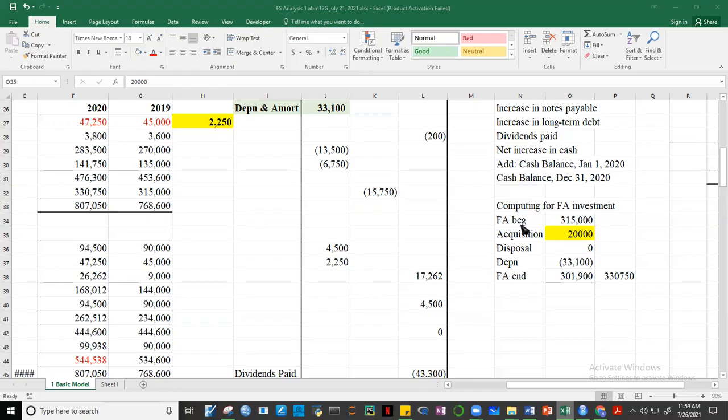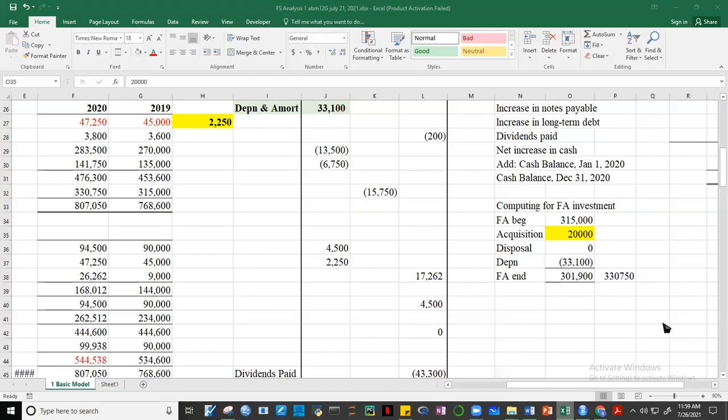Ano po, sinubtract ko po yung FA end sa FA beginning, tapos po sinubtract ko rin po yung depreciation. Okay. So nag-algebra ka, no? Opo. Okay, so we can do it via algebra, no? Pwede rin yun. But what I'm going to discuss with you is an easier way to solve for this, guys.